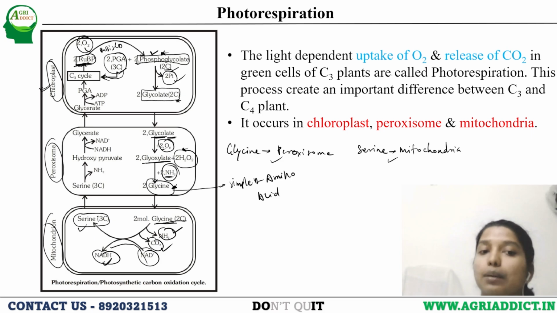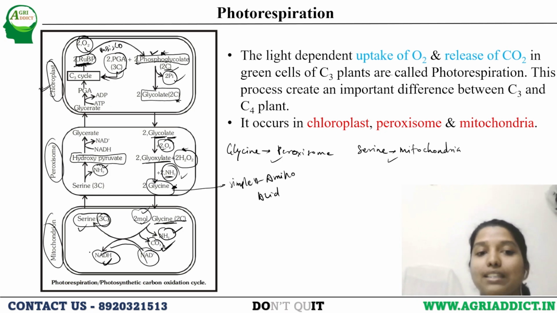Now, this serine is a 3-carbon compound. Okay. So till now, 2 molecules of glycine were there, so 4 carbons were there. 1 carbon gets released. Now the 3-carbon compound serine is formed. And this serine will get transferred to peroxisome again. And from this, 1 ammonia molecule will be released. Here, 2 ammonia molecules were added, and 1 ammonia molecule was released from glycine to form serine. And now serine is releasing one more ammonia molecule to form hydroxypyruvate.